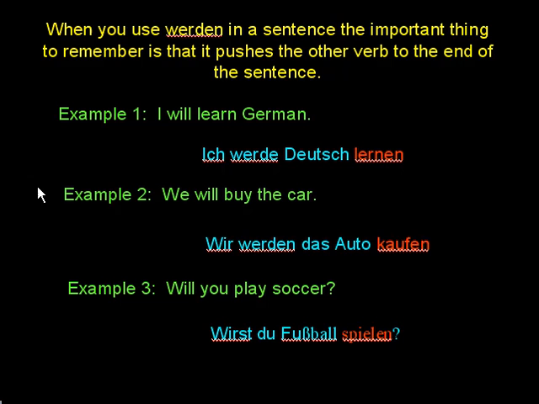Example number 2, we will buy the car. Buy is kaufen. So in German, you would say, wir werden das Auto, and then put kaufen at the end. And then in example 3, if you want to say, will you play soccer, and it's a question, well, in German, they'd say, wirst du Fußball spielen? So they'll say, will you, basically, in essence, football or soccer play? Will you soccer play? And so sometimes you see this when Germans learn English, they have a problem doing that. They'll say things like, will you soccer play, when they're first learning, not knowing that's following their grammar rules, but sort of bringing it over into English.